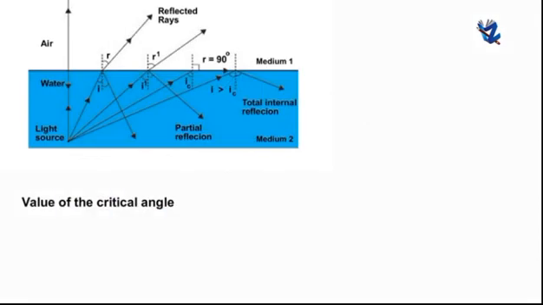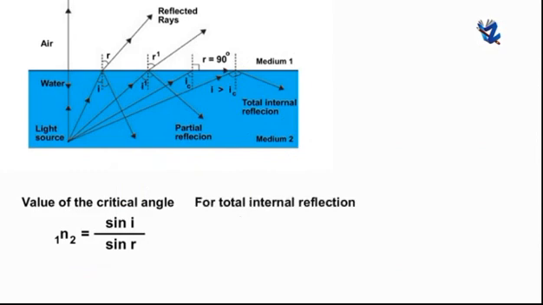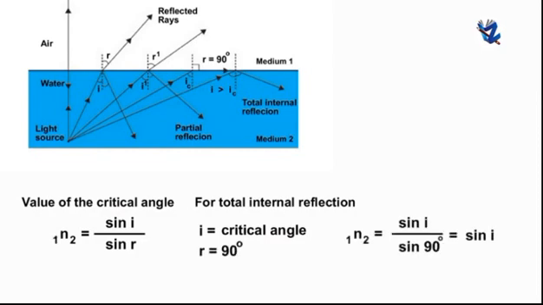We can determine the value of the critical angle like this: 1n2 is equal to sin I upon sin R. For total internal reflection, I is the critical angle and R is 90 degrees. So 1n2 is equal to sin I upon sin 90 degrees, which is equal to sin I, as sin 90 degrees is equal to 1.